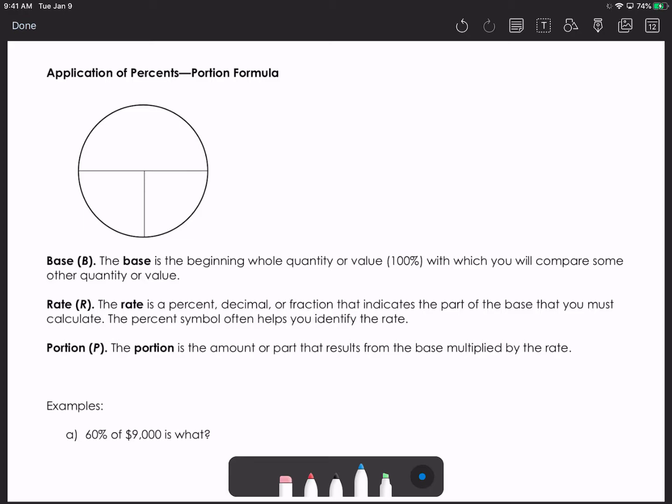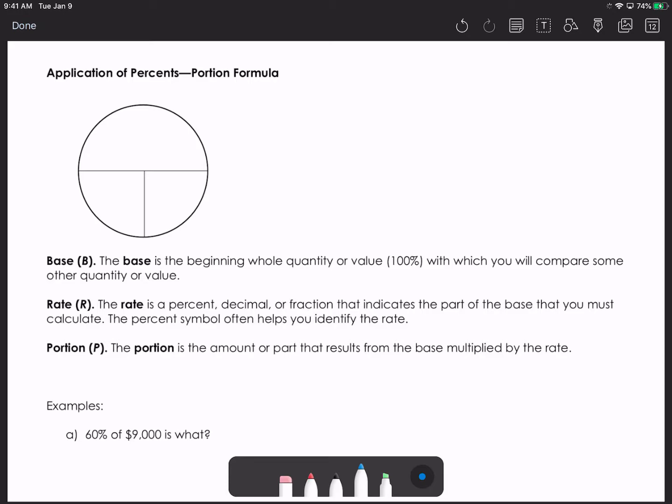Now, in order to talk to you about the circle method, I first need to describe to you the different pieces of this circle. There's the base. And the base is the beginning or the whole quantity, which represents 100% of whatever it is that you're comparing your value to. And then there's the rate, which represents your percentage, and then the portion, the part of the whole.